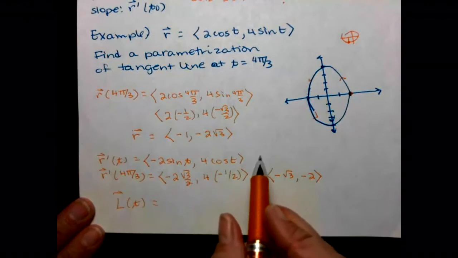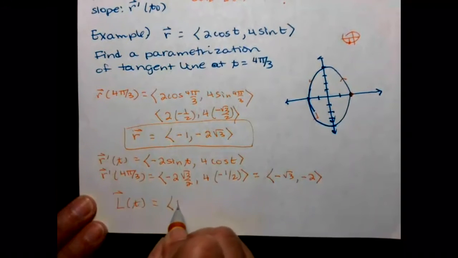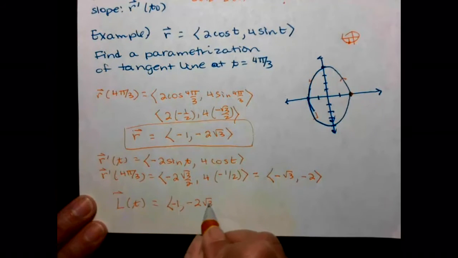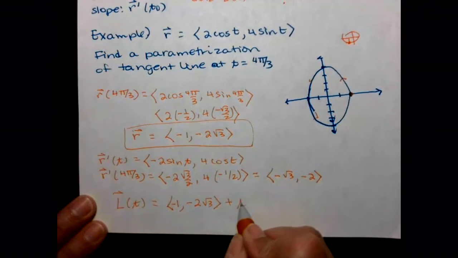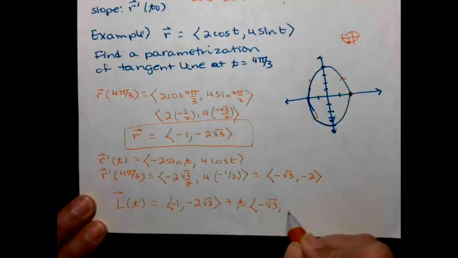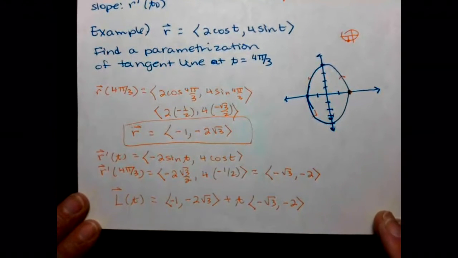right, so it's our point, negative 1, thank you, negative 2 root 3 plus t times the slope, negative root 3, negative 2. Let's see if that makes sense.